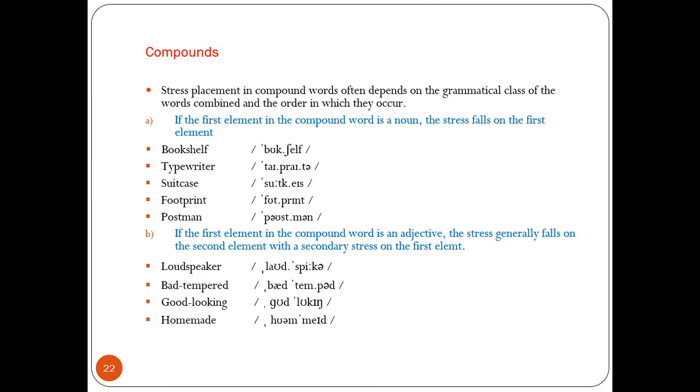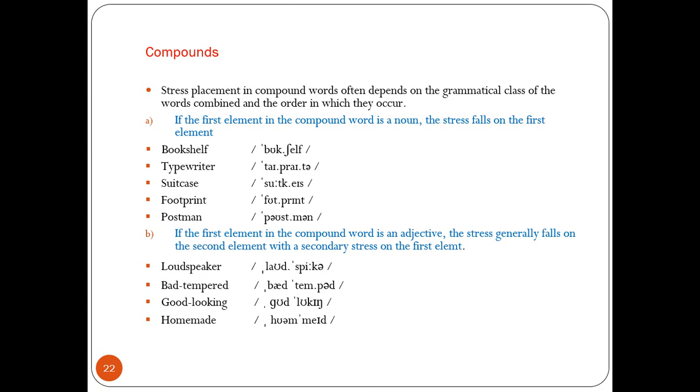Okay, the second rule is that if the first element in the compound word is an adjective, like in the example we have loud and speaker. Loud is an adjective and speaker is a noun. Now this is a compound noun but made of an adjective and a noun. So the rule is that the stress generally falls on the second element, with secondary stress on the first element.